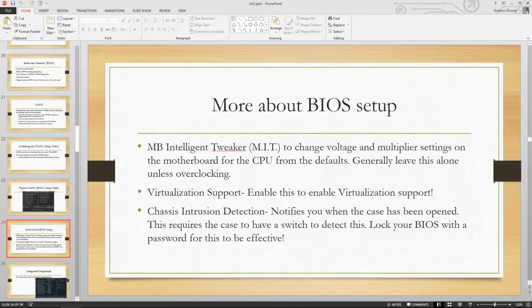Since I'm in Cisco 1, or IT 1, to get into that is F12? It depends per motherboard. So, the most common ones are F2, delete, and sometimes F12. But I've seen F12 more commonly used for selecting a boot device. So you can override what the boot is by pressing that key. But that's another thing you can get rid of in the CMOS settings.